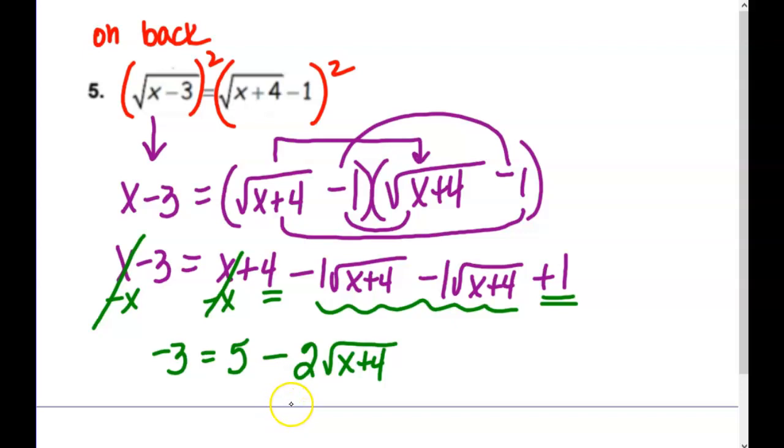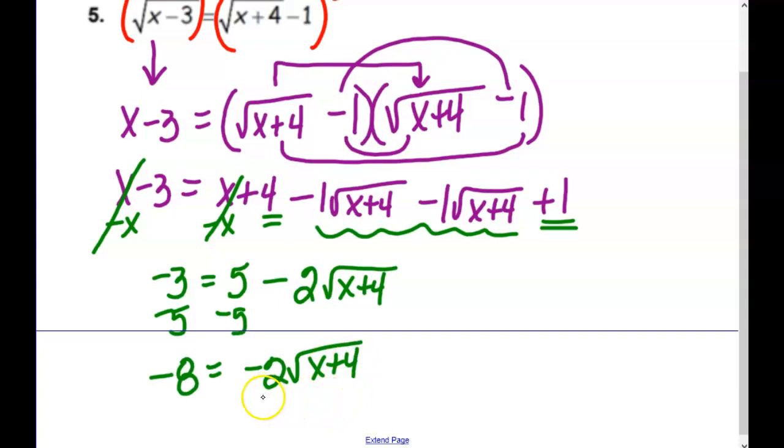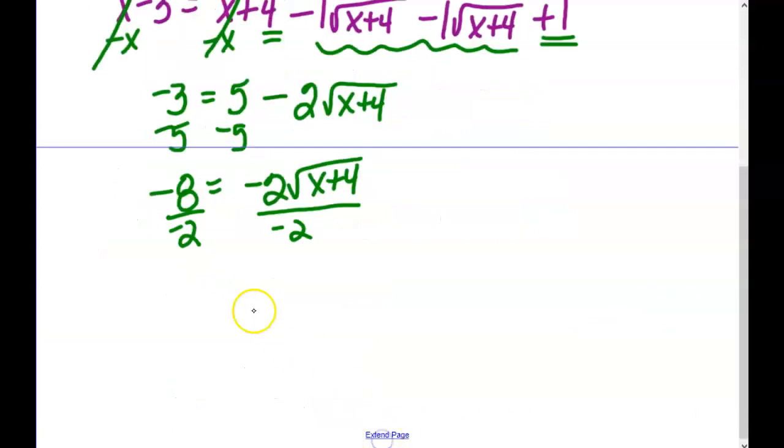Okay. Guess what, guys? We're halfway there. We just have to do this all over again. It's not going to be as hard this time, I promise. What do we have to do? Any ideas? Think with your Algebra 1 brain. Okay, subtract 5. That gives us -8 equals -2 square roots of x plus 4. Divide by the -2. So we get 4 equals the square root of x plus 4.